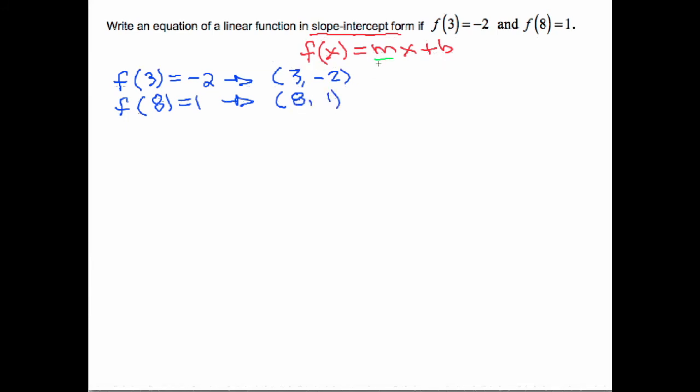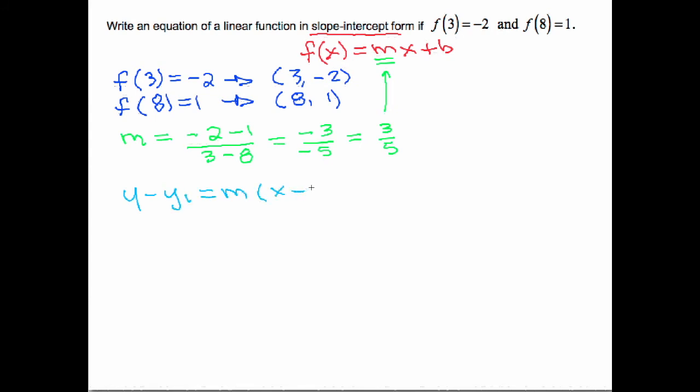So the first thing we're going to do is find the slope. Slope is given by the change of outputs, change of y, negative 2 minus 1, over the change of inputs, change of x, 3 minus 8. This gives us negative 3 divided by negative 5, and we find the slope to be 3/5. That 3/5 will go right here. Next, we'll use the point slope form of a line, which is y minus y1 is equal to m times x minus x1. And for the slope, we'll substitute in 3/5.